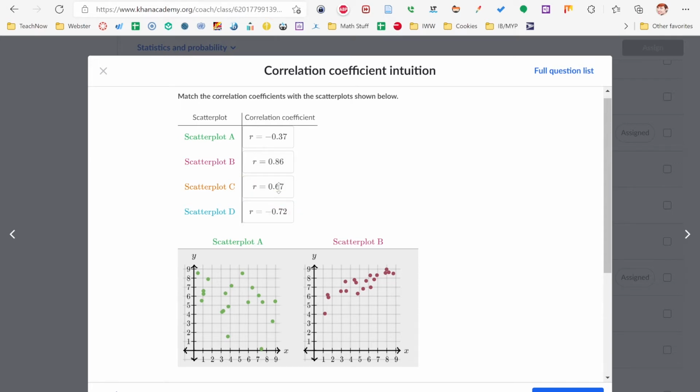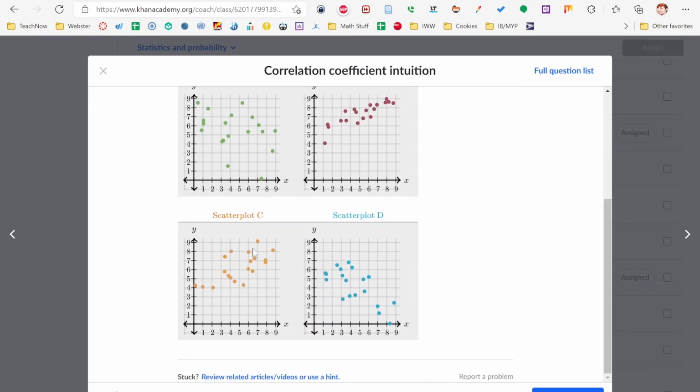In fact, in my mind, 0.67 seems a little high. I wouldn't expect to see such a clear pattern there, but it's multiple choice. These are the only 4 options I have. And if I look at scatterplots B and C, these points are much more tightly packed than these points. So this value is definitely the larger number.